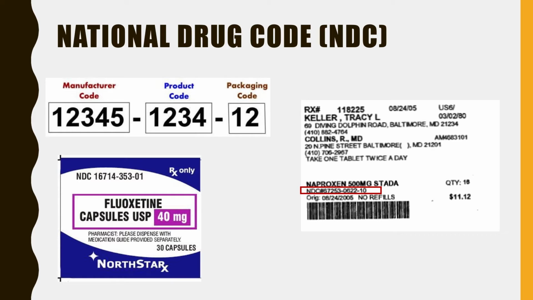The first segment has 5 numbers, 16714. The second segment only shows 3 numbers, 353. What that really means is 0353. This is important because you may need to type in an NDC number in the computer and would need to input all 11 numbers, including zeros.